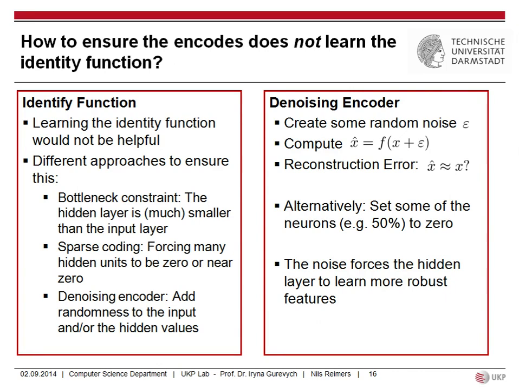In the denoising encoder, you create some random noise, the random noise is added to every neuron, and then you try to reconstruct the original. An alternative implementation is that you just drop, for example, 50% of the hidden state. So you do your encoder, go from the input to the hidden state, and then you just delete 50% of the hidden state. And then it must be reconstructed from only half of the hidden states. Is it like a Dropout layer or is it different? It's a Dropout layer.